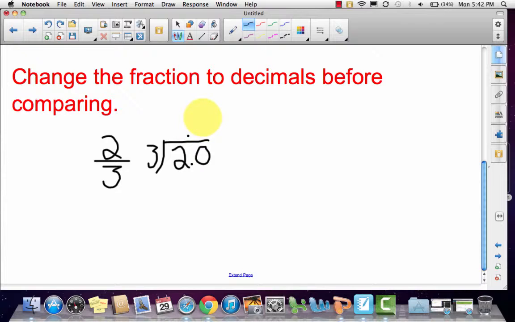3 goes into 20 six times. 6 times 3 is 18. I subtract and get a 2. And I quickly realize that this is going to be a repeating decimal. So I'm going to write it over here as 0.6, and I will use bar notation to show that the 6 does repeat itself.